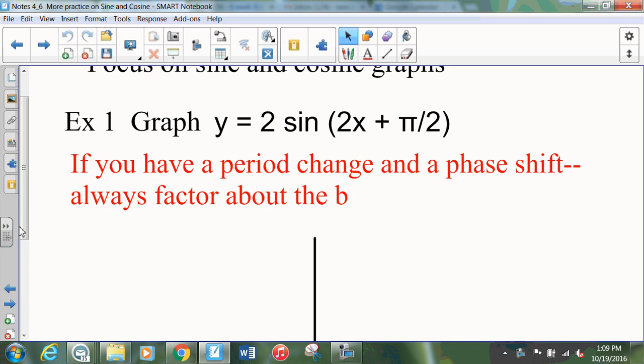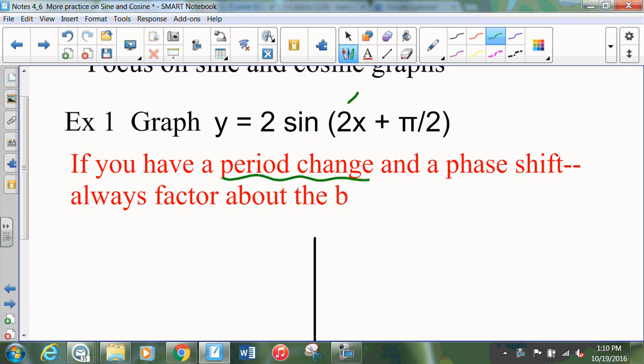You see in the red it says, if you have a period change and a phase shift, always factor out the b. We haven't used the letters A, B, C, or D yet, so this is what this means. If you have a period change, which we know we will, because the value in front of the x is going to affect our period, and if you have a phase shift, which we will, because that's the horizontal phase shift, then we have a choice.